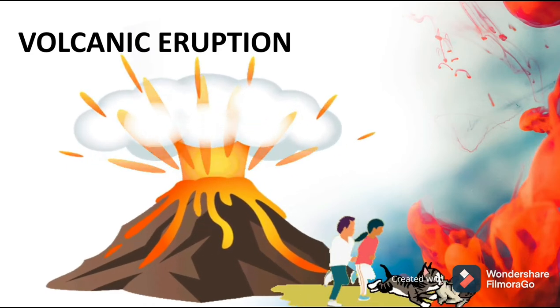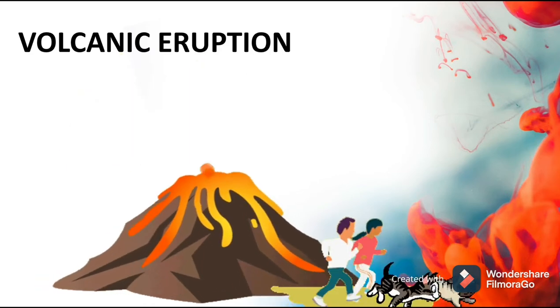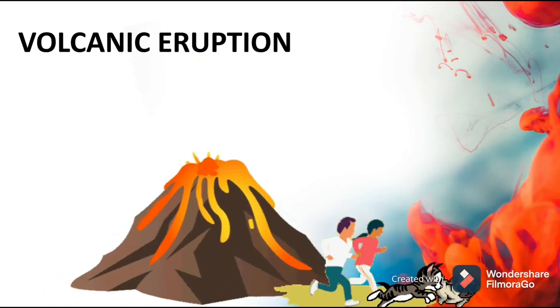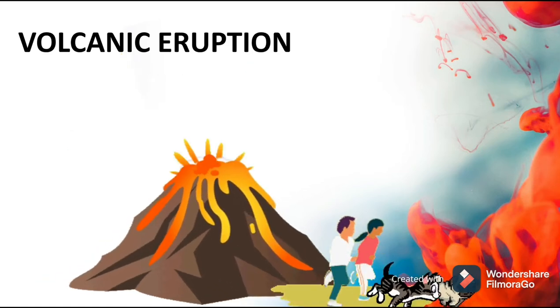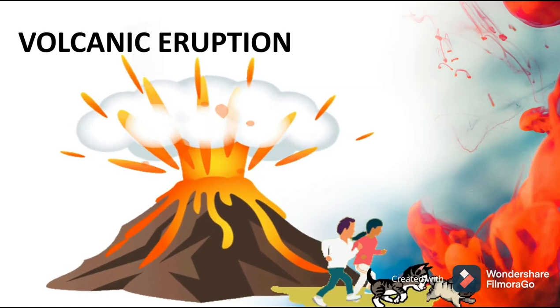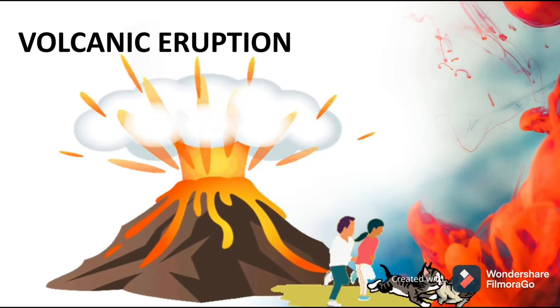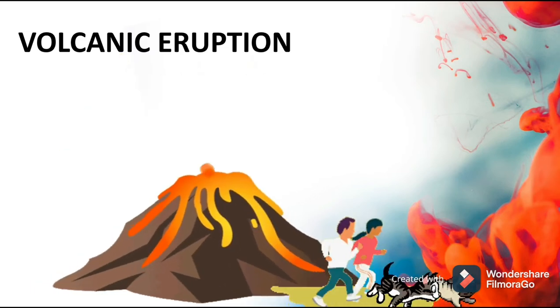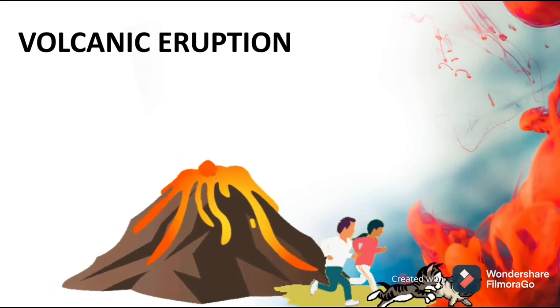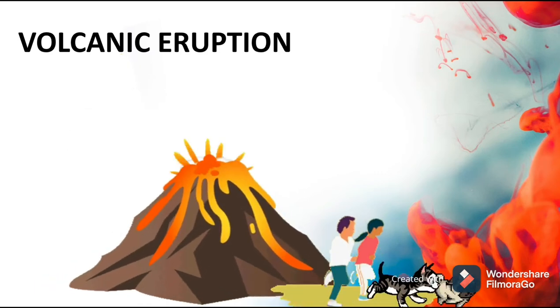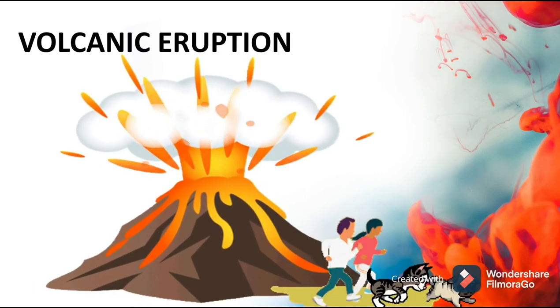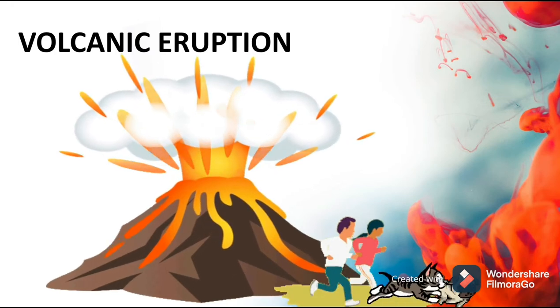Hot magma cools as it rises to the top. Some of it becomes solid on the way up. The solid pieces are blasted out in the eruption. The fine pieces are known as volcanic ash, and the larger ones are called volcanic bombs. There are also gaseous fumes like sulfur that smell bad.